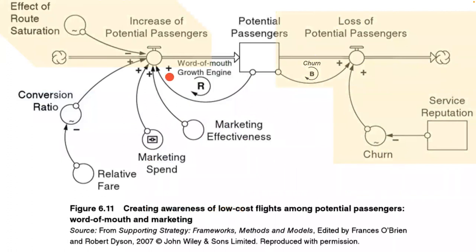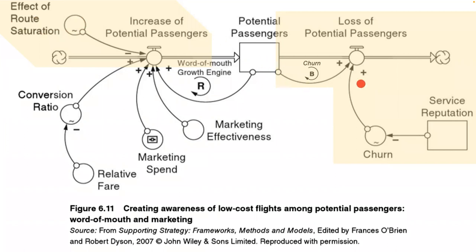Since this specifically has to do with air travel, there's route saturation. Eventually, if you only have two routes going to one particular place, and you fill those planes up, you just can't increase passengers anymore. So you not only can saturate the number of passengers that are out there, you can saturate your resources, the number of planes you have and the number of routes you have. So we might need to build something in like that.